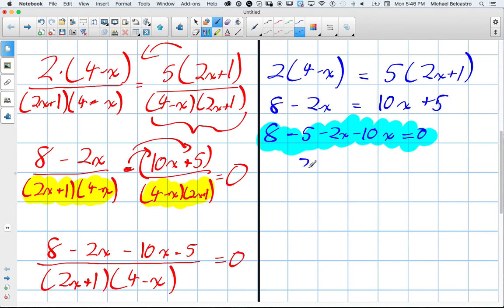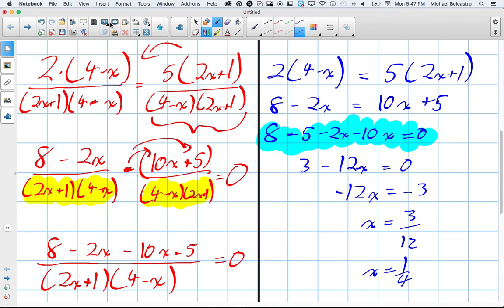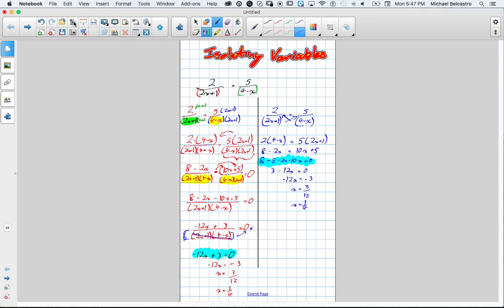So we end up with 3 minus 12x, which we already talked about before. The 3 goes over there. Negative 3, negative divided by negative is positive, 3 over 12, x is 1 over 4. Again, we did way less work on the right than we did on the left.